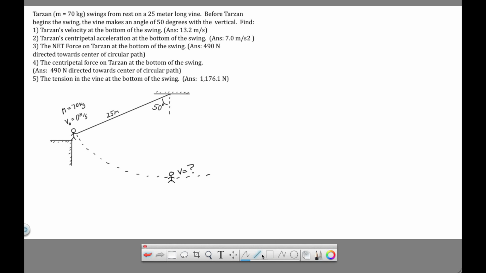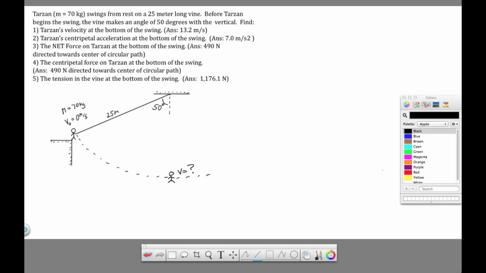So we're going to define our 0 point. Whenever you do conservation of energy involving potential energy, you need to have your 0 point set. So I'm going to do this with a red line. This is going to be the 0 point right here. And the 0 point is where we measure h from. If you remember back to conservation of energy, with potential energy, h is always the vertical height above the 0 point. So h is this height right here, from the 0 point up to where Tarzan starts.